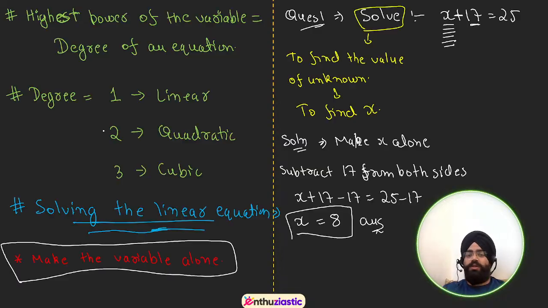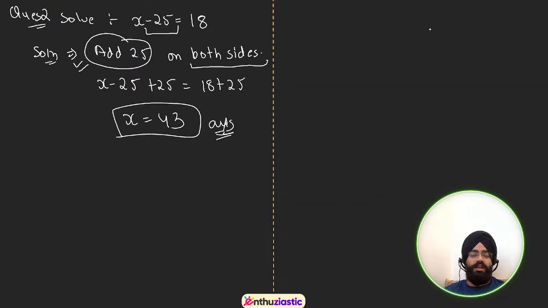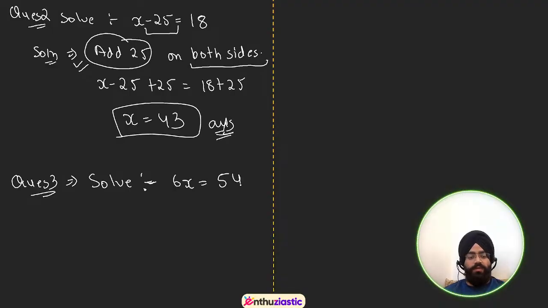Right? So there are two kinds of questions that we have done, in which there was an addition sign, and in which there was a subtraction sign. Let's do a different question. It will say solve 6x is equal to 54. How can we do that? Can anyone guess?